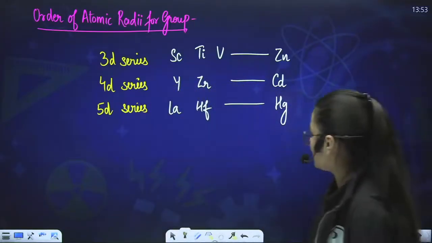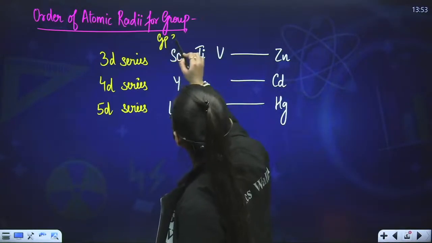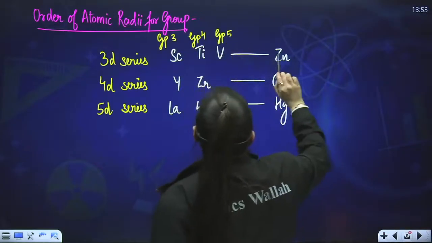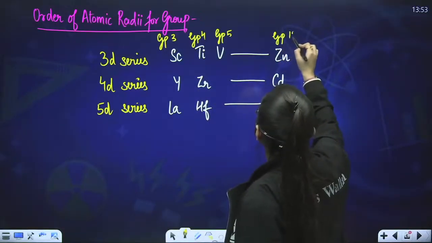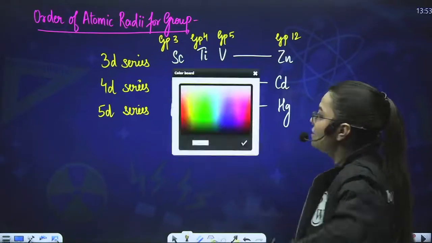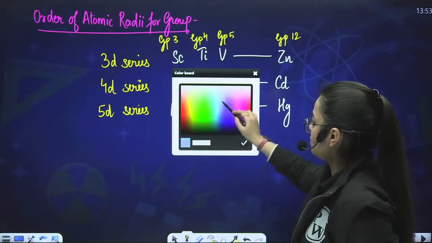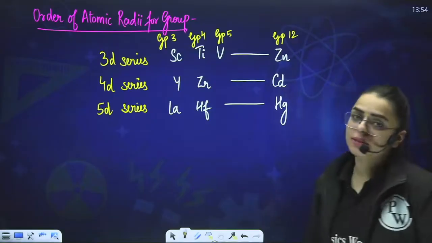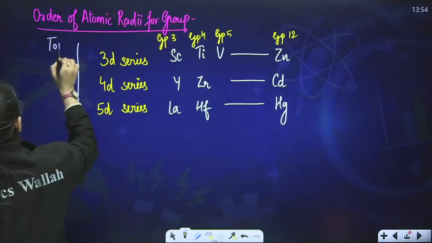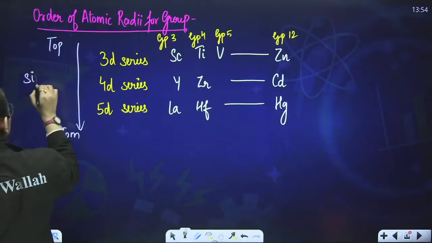What I want you all to understand is that what I have written first is group number 3rd, this is group number 4th, here is group number 5 which I have not mentioned, and this is group number 12th. Do remember, when we are talking about a group, the trend changes. When you move from top to bottom in a group, the size will increase.